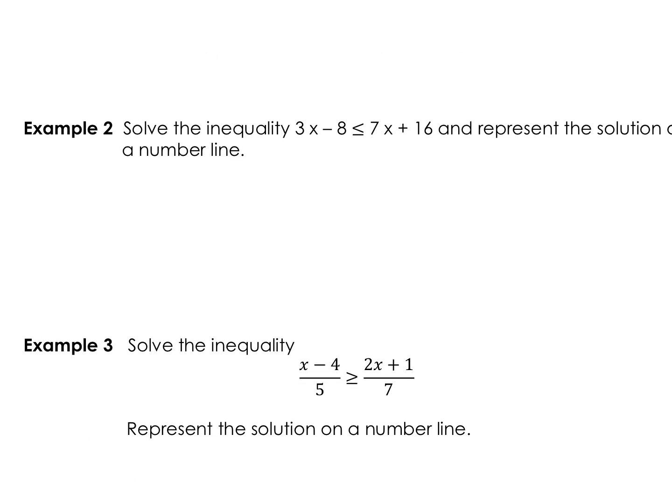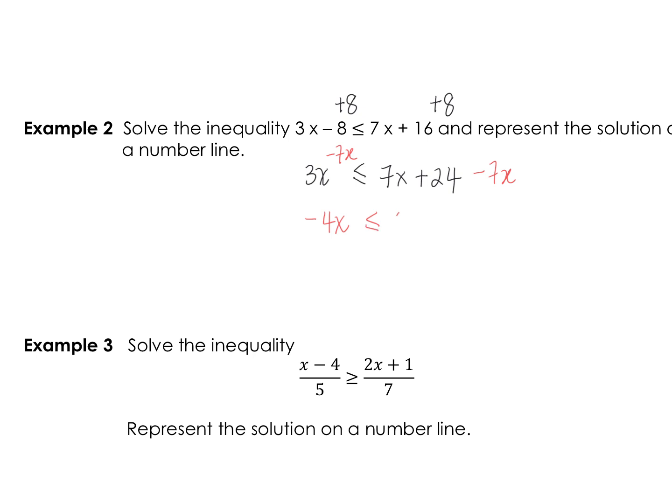Okay, this one, same thing. We add 8 to both sides. Adding will not change the direction of the sign. So this is 3x, this is plus 24. Okay? And then we subtract 7x on both sides. Subtraction will not change the direction of the sign. Only multiplying or dividing by a negative number does.